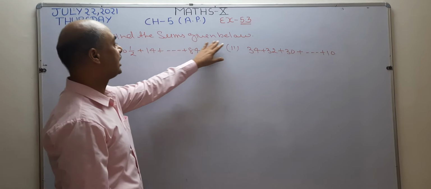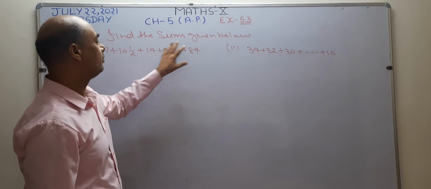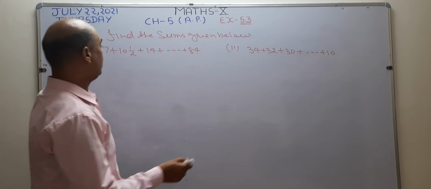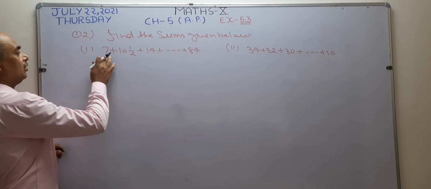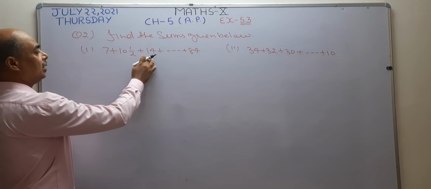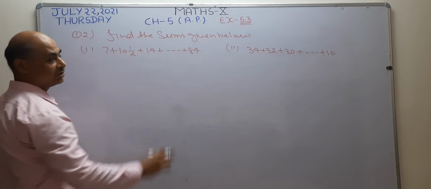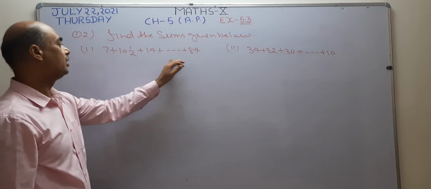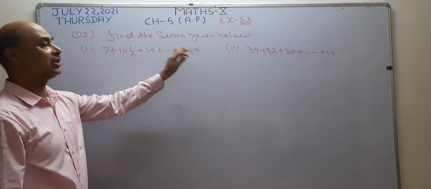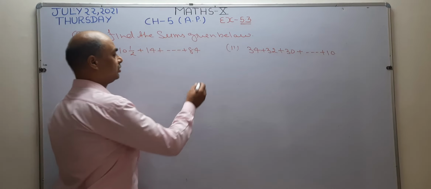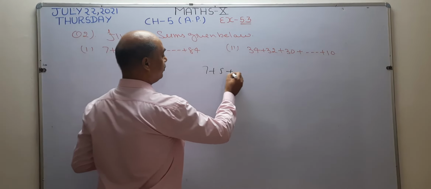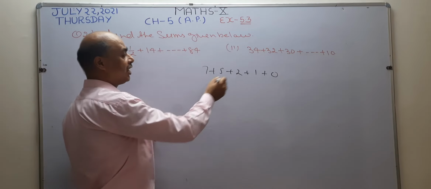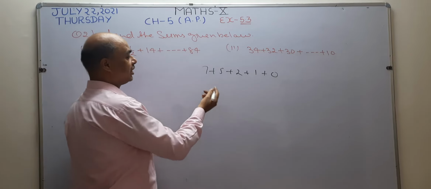Find the sum of the given series below. Now some terms are given. We have to find the sum of these terms. Now see. First, second, third, and dash and the last term. In this AP, it is not clear how many terms are there. If it is written like this, 7 plus 5 plus 2 plus 1 plus 0, and we have to add the terms, now first check how many terms are there.